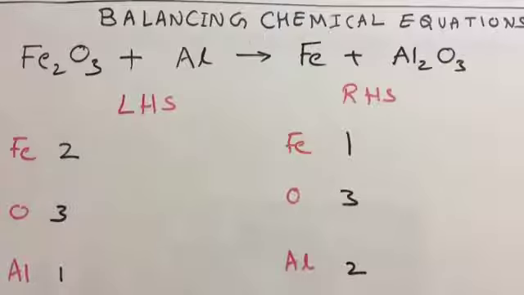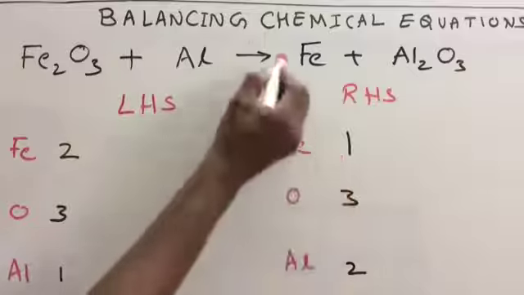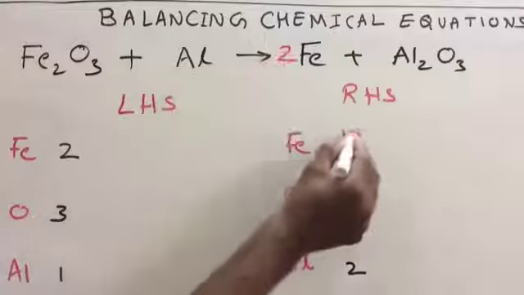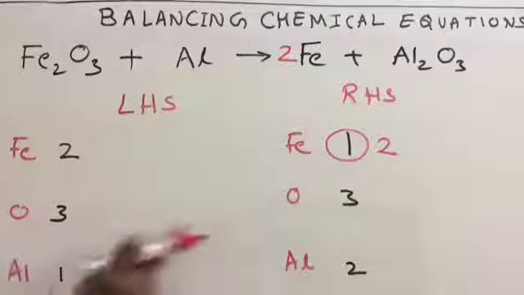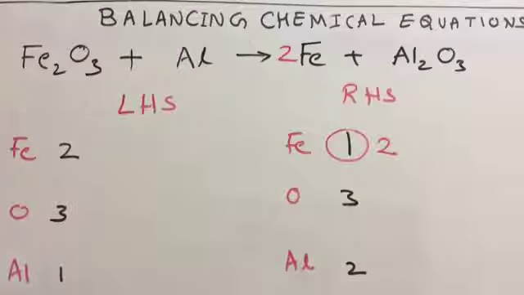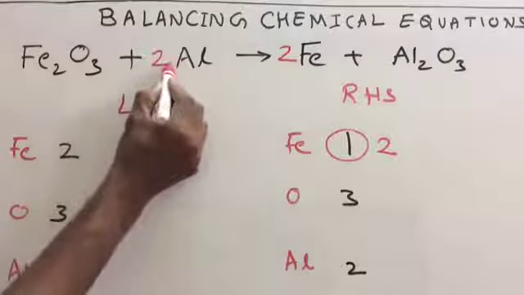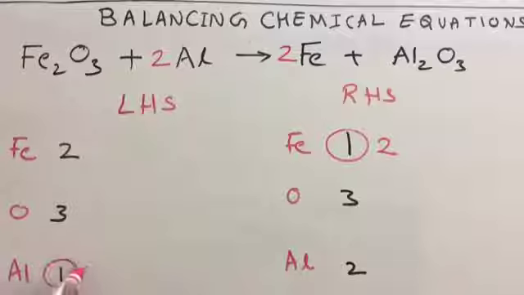Let us balance it. Here only 1 iron is there, so multiply with 2, so this iron will become 2. Now oxygen is already balanced here, 3 and 3. Aluminium: on LHS you have 1, on RHS you have 2. That means on LHS you have to multiply with 2. If you multiply with 2, it will become 2 aluminium. Thus, this is your balanced equation.